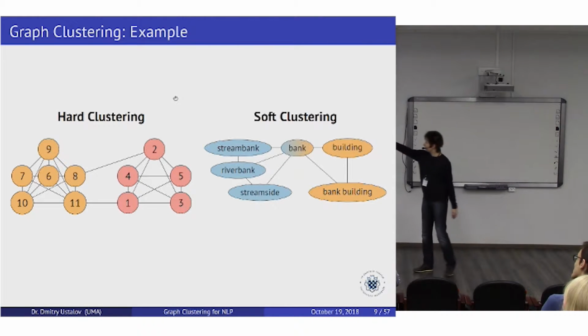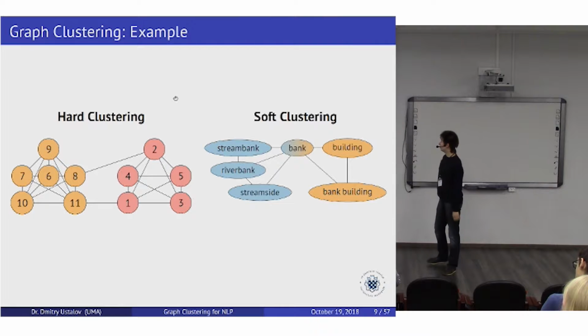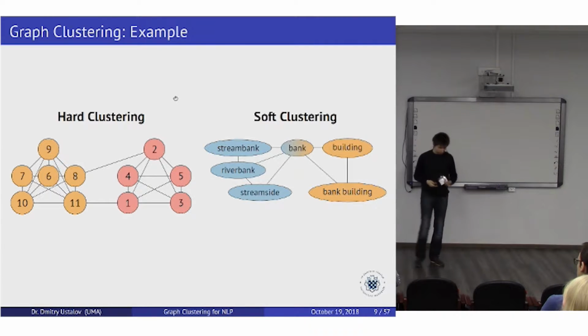And on the slide, you can see an example of 2 kinds of clustering. In the first, hard clustering, you see that one node belongs to one and only one cluster. In the second case of clustering, you can see that this node belongs to the blue cluster, this belongs to yellow, or what's the color. And this one belongs to both. So it's a gradient, it belongs to both clusters.